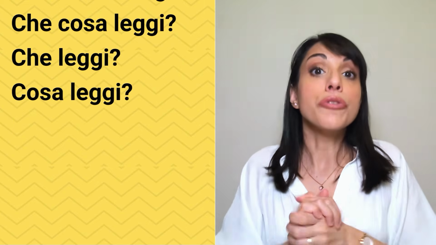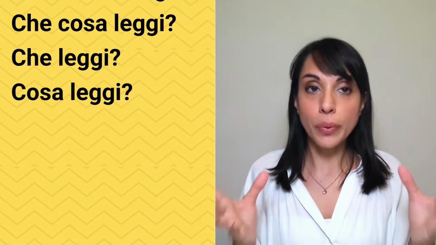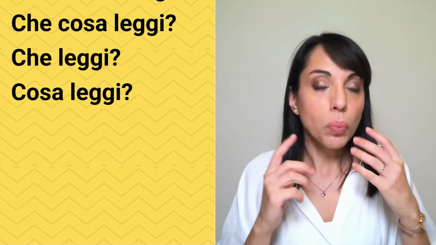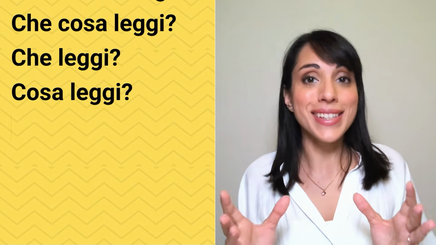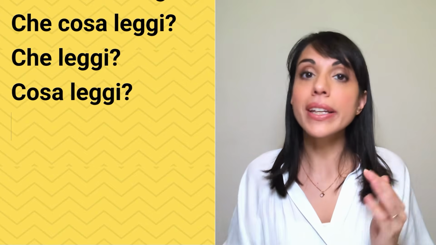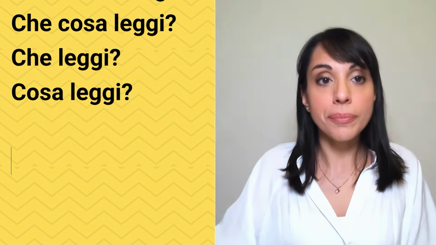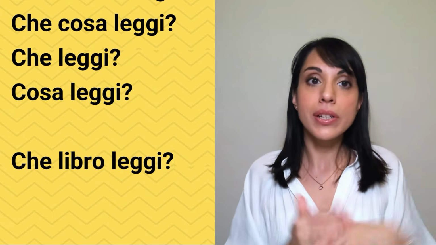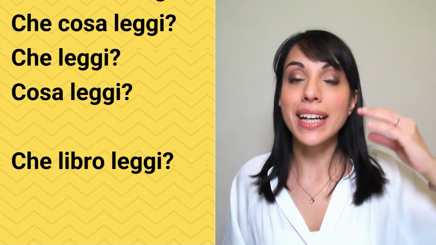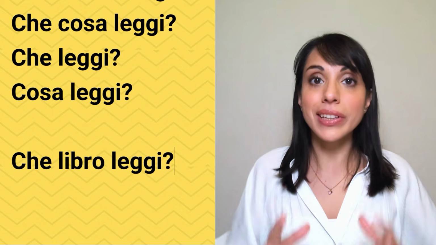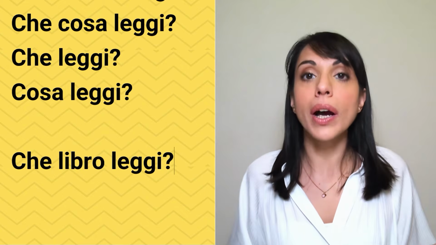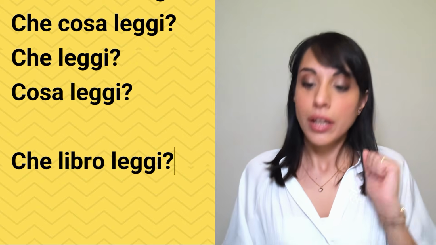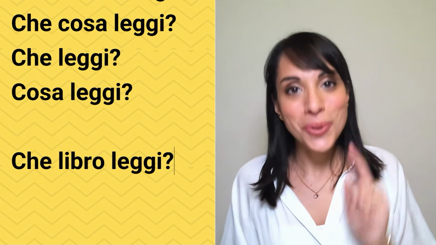If you want to get more specific, we need to add a noun. So for example, we may ask, what book are you reading? What are we going to use in this case? Only che. So that would become che libro leggi? See? If I get more specific and I add a noun, I must stick with che. The other two wouldn't work. They wouldn't be correct.